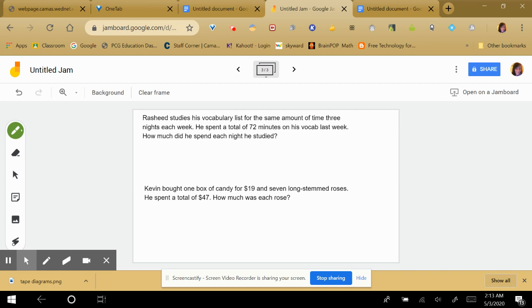Okay. So we are going to put some things together to be 72. We know that's going to be our total. But what are we putting together? Let's look carefully. Rashid studies his vocab list for the same amount of time, 3 nights each week. So I'm thinking we're going to have 3 of something. And it does say the same amount. So remember, if we have a variable that's represented 2, 3, 4, 5 times, it's going to be the same amount.